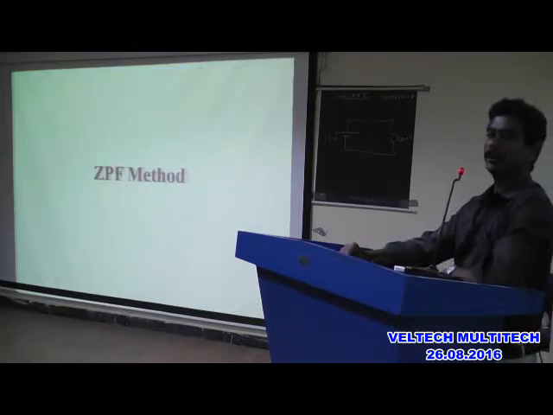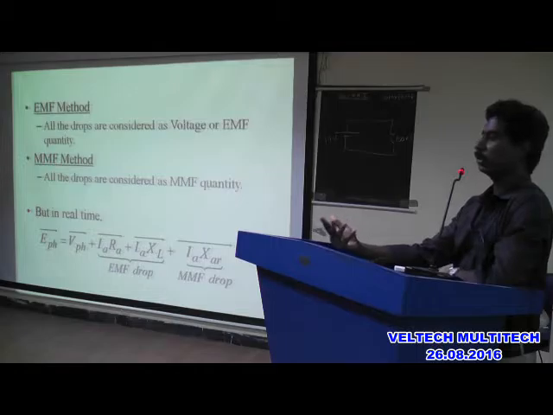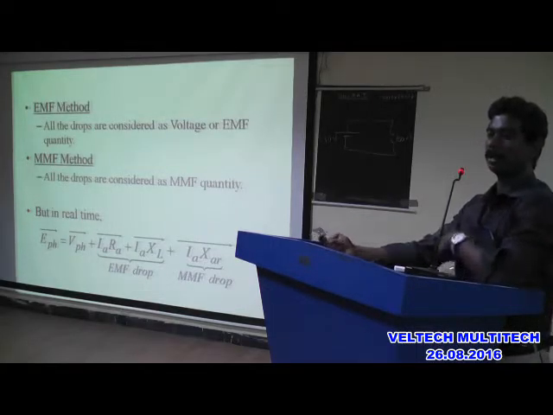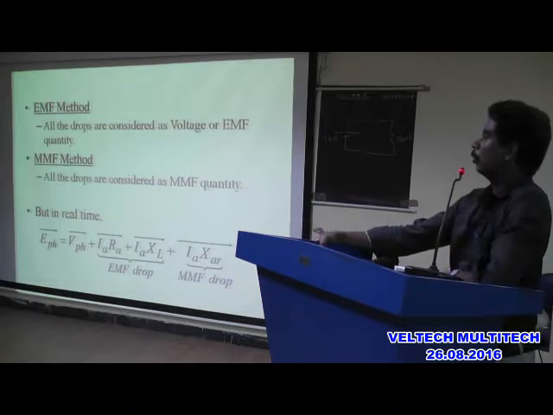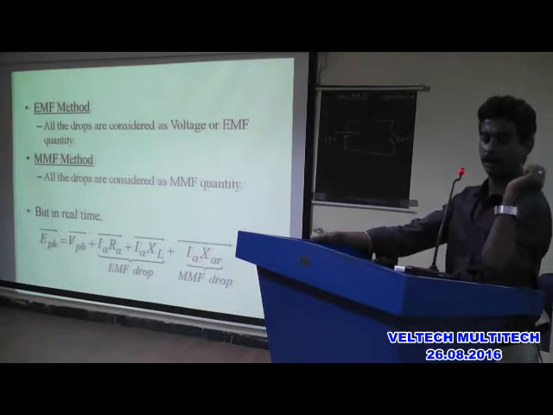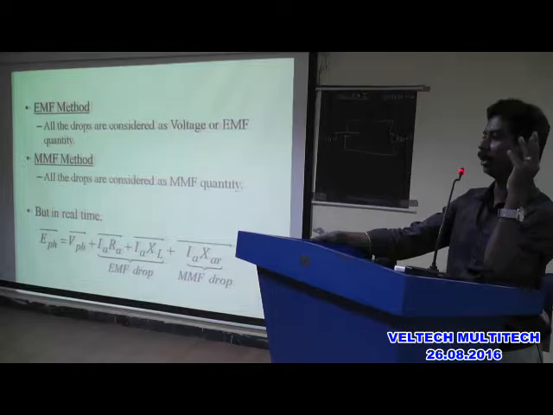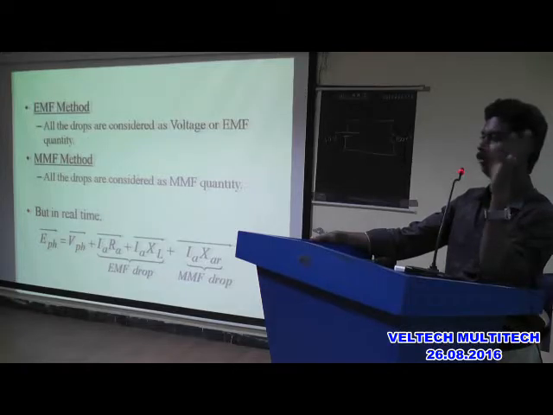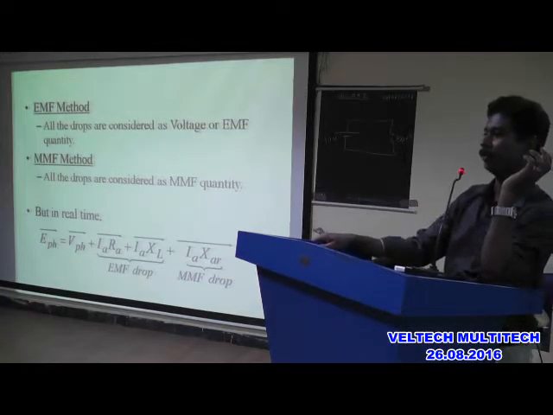So next one is ZPF method. Why such a method? Why more number of methods? One is EMF method, MMF method, and ZPF method. In EMF method, all the drops are considered as EMF quantity. What are the voltage drops? IaRa drop, IaXL drop, IaXar drop, three drops. All these three drops are considered as EMF quantity. That is why this method is called EMF method.